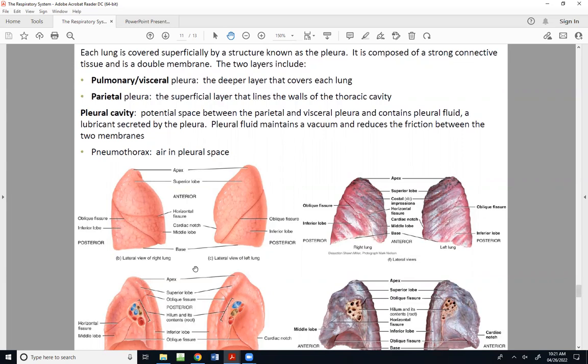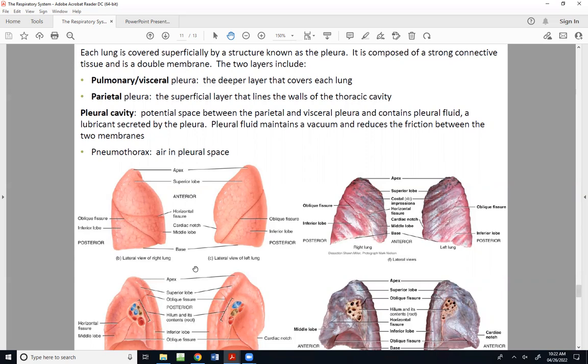We've got a strong connective tissue, which is a double membrane, that includes the pulmonary/visceral pleura and the parietal pleura. The pulmonary or visceral pleura is the deeper layer that covers each lung, and surrounding it is the superficial parietal pleura that lines the walls of our thoracic cavity. I first introduced this, just like I did with the pericardium, in our very first lecture of the semester, and you probably have forgotten about that, but I wanted to mention it nonetheless.